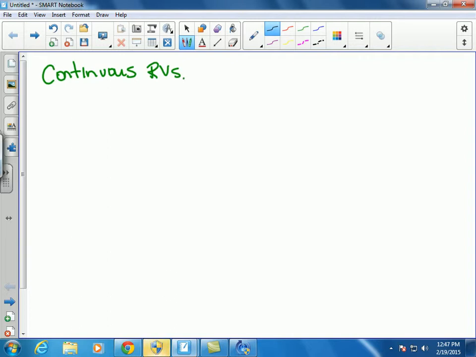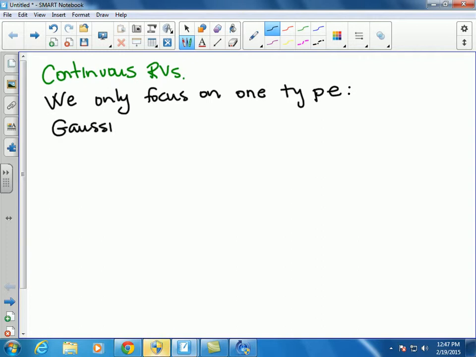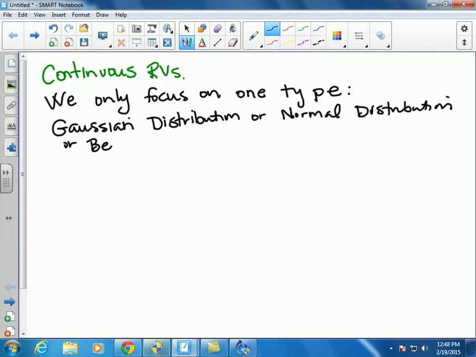We are going to only focus on one type, because as you can imagine, they're smooth curves and there's an infinite amount of types, but we will only focus on one type, and that is the Gaussian distribution, or the normal distribution, or the bell-shaped curve.